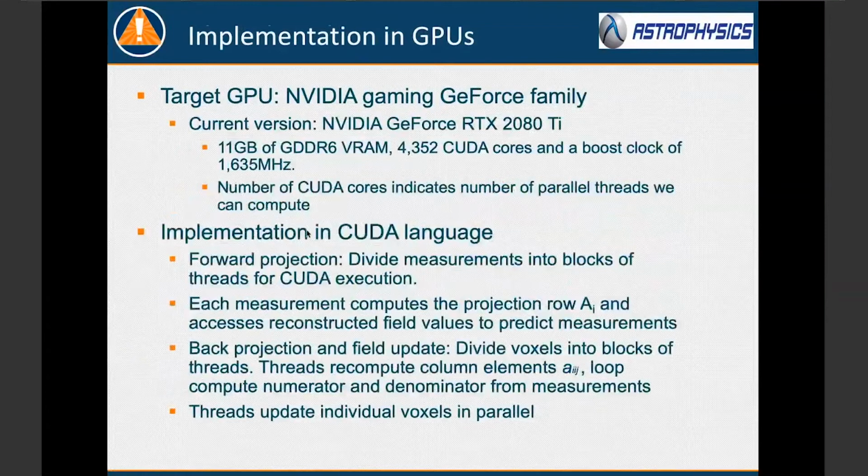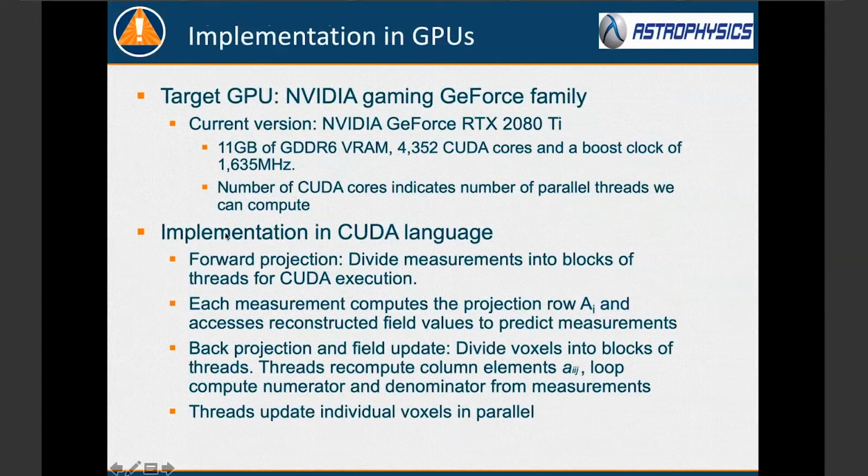So now we're going towards real time. We're shooting towards a data parallel implementation. We chose a target GPU in the NVIDIA family. It's a gaming type of GPU. The number of CUDA cores tells us a little bit of how many parallel computations we can execute at the same time in this context.